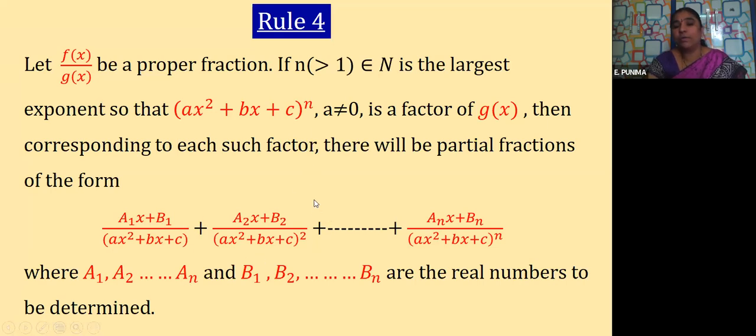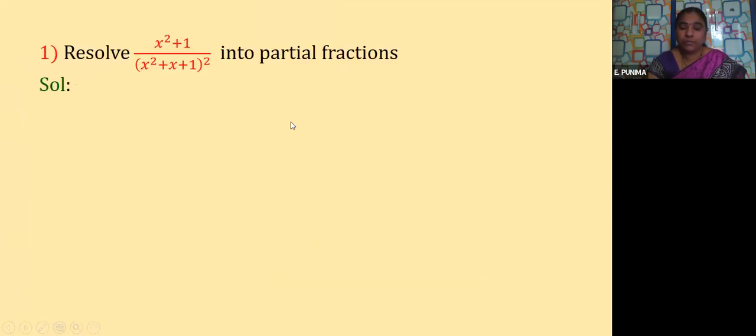So then how to solve? Means how to split them into partial fractions? Let us see once again by an example, by doing one sum. So what is it, children? Resolve x square plus 1 by x square plus x plus 1 whole square into partial fractions. So what is our question? X square plus 1 by x square plus x plus 1 whole square has to be divided or split into partial fractions.